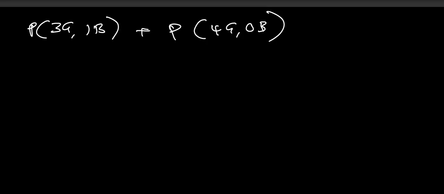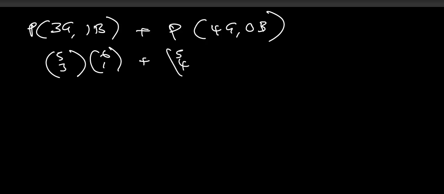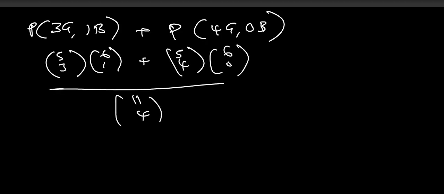Yeah, then this is going to be what? This is going to be 5 choose 3, multiplying 6 choose 1, plus this is going to be 5 choose 4, then you have 6 choose 0, then over 11 choose 4. You sum this up. This gives you your answer, which is what? Your 13 over 66 when you're done solving it.